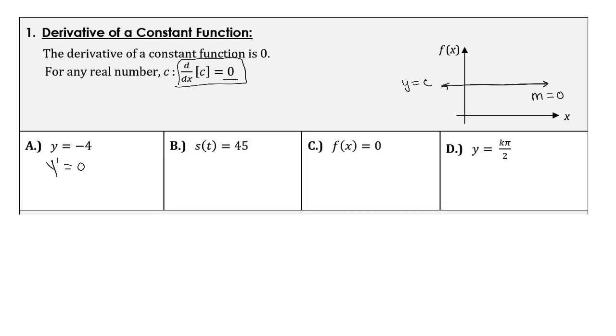The same is true for B. The notation there is going to be s prime at t equals 0. And also for C and D, f prime at x is 0. And y prime, all of this stuff here, those are all constant values. So it's going to be 0.